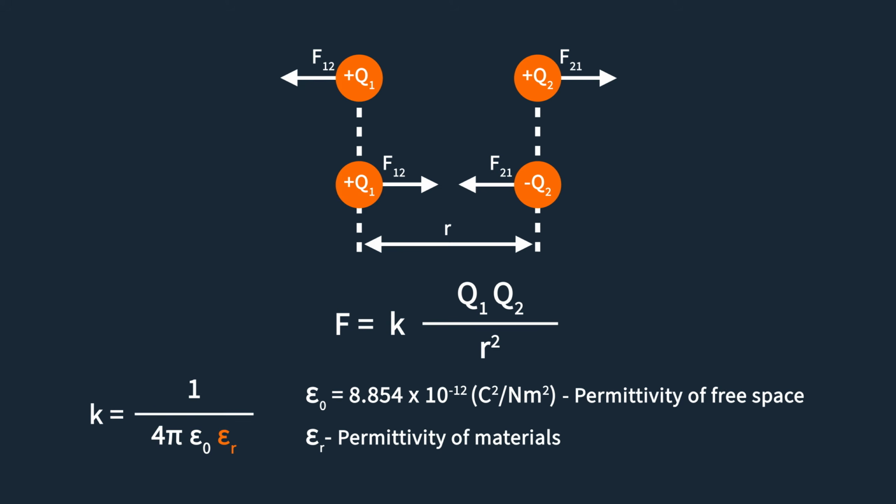Epsilon r tells us how much the surrounding material affects the force. In a vacuum, epsilon r is 1, but in other materials, it can be higher, which weakens the force between charges. Overall, the entire fraction of 1 over 4 pi epsilon naught epsilon r tells us how easily electric fields can form in a given space.